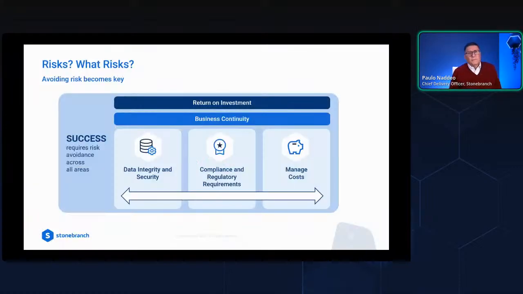So, given the importance that we see with workload automation in the enterprise, right? Managing risk on a transition project becomes very important, right? So we need to ensure that there is no disruption to the business when we are doing this process, right? And the workload automation tool is ingrained in all your processes, right? From data integrity and security to compliance and regulatory requirements.